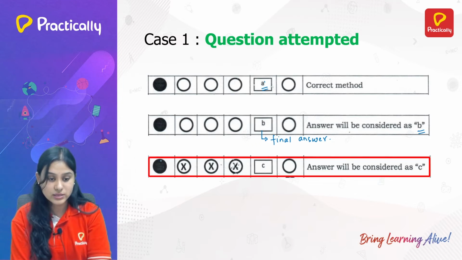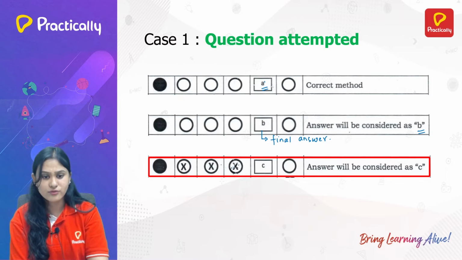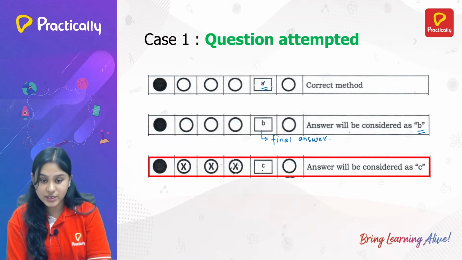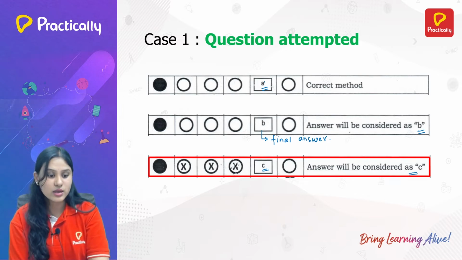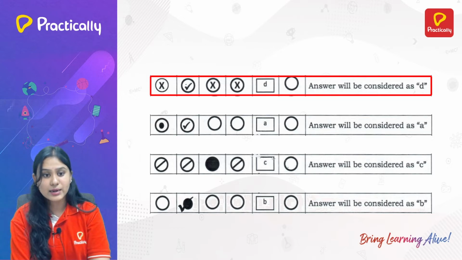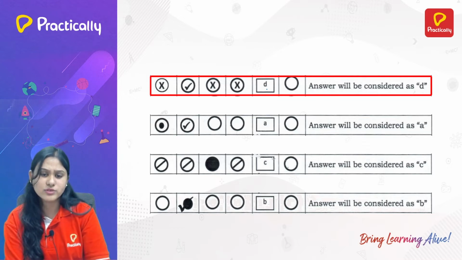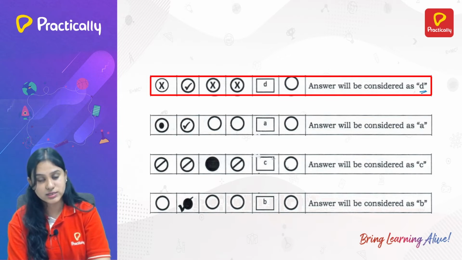You have bubbled this option A and you have written C here, and you have put a cross mark for all the three options, that is B, C and D. But since you have written C in the box, that will be considered your answer. As I've already told, the answer in the box is your final answer. Next, you have put a cross mark on A and a right mark on B, and C, D also you have put a cross mark. But in the box you have just written option D. Again, your answer will be considered as D.